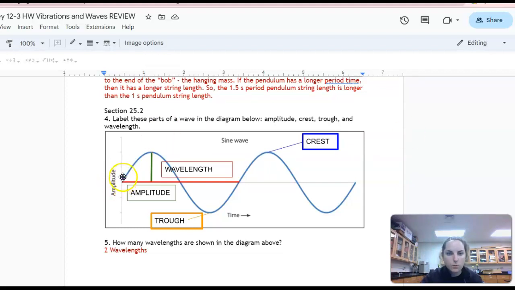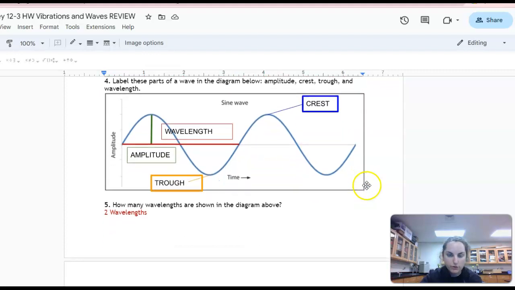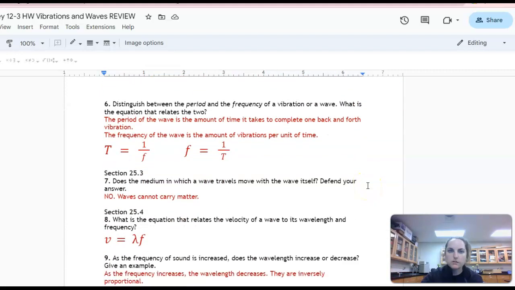So number five, how many wavelengths are shown in the diagram above? You can see that one complete waveform is here, so that's one, and then another complete waveform is shown as well, so that's two. So two complete wavelengths are shown. Number six, distinguish between period and frequency. The period is the amount of time it takes to complete one back and forth vibration, and the frequency is the number of vibrations over that period of time. So your period is 1 over f, and your frequency is 1 over your period.